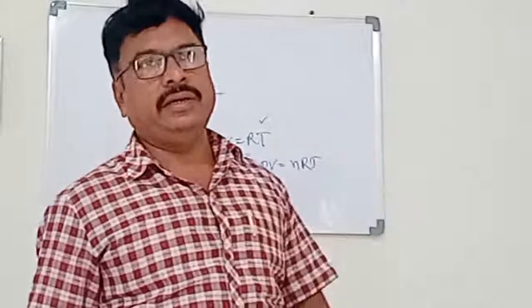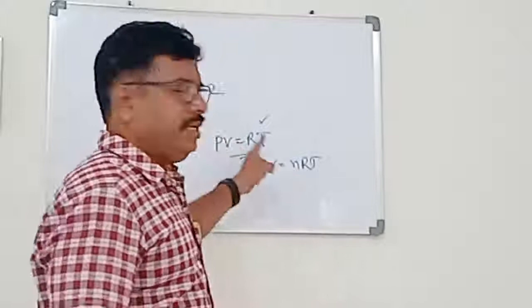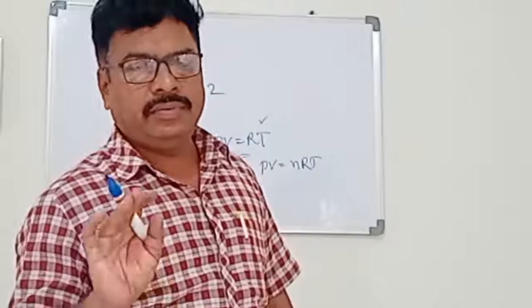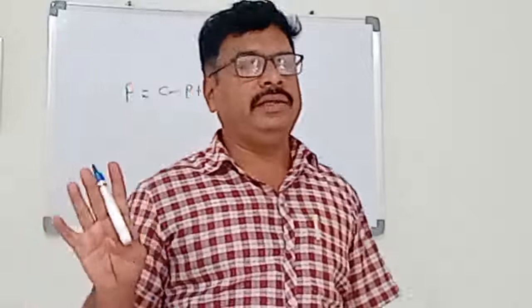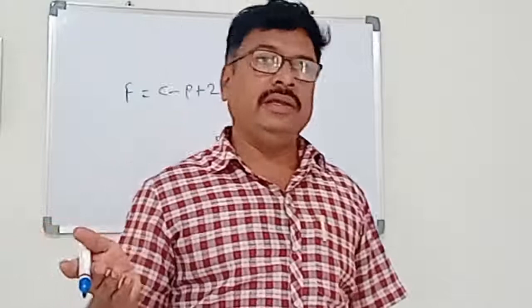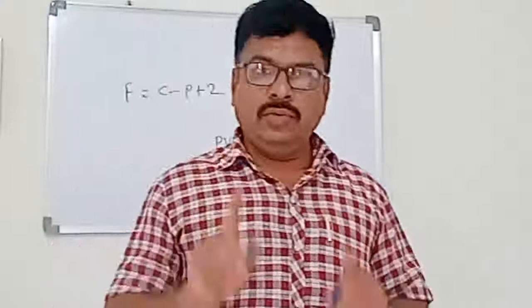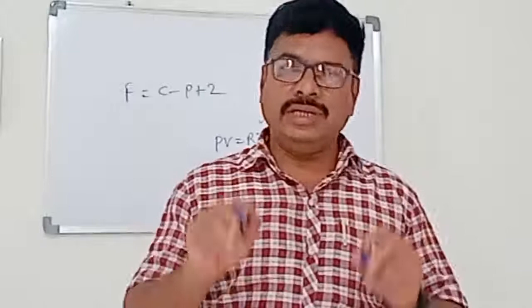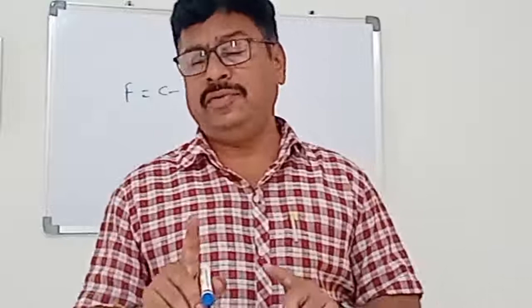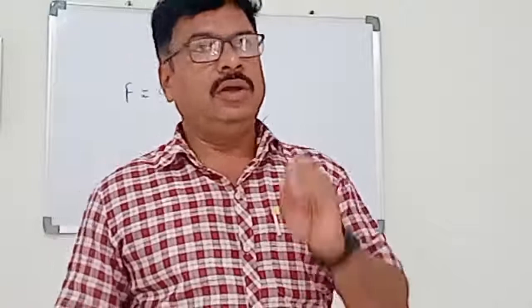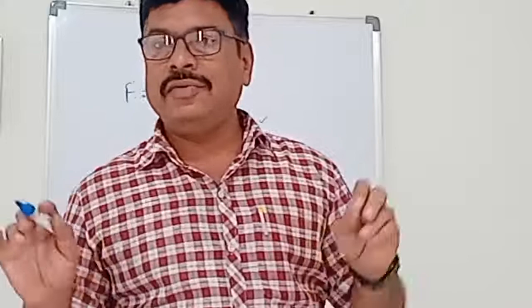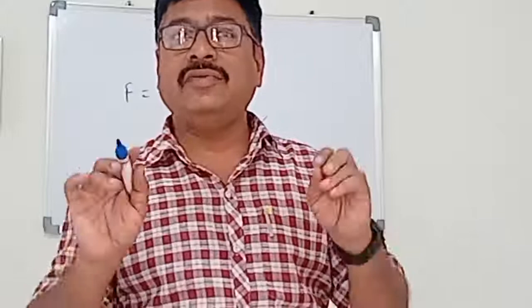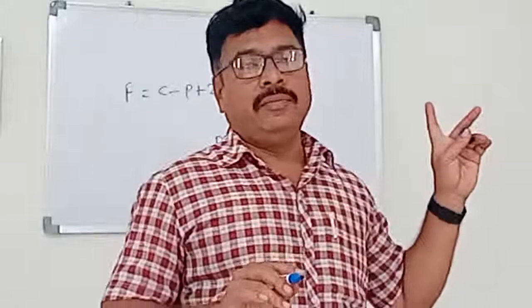A very simple concept: PV is equal to RT for the study of a pure gas. Out of the four factors, R is constant. Three variables are there, P, V and T. If we know two variables, then the third can be found by calculation. How many variables are necessary to study the system of pure gas? Only two. It may be pressure and volume, pressure and temperature, or volume and temperature. Hence the system consisting of pure gas has 2 degrees of freedom, so the value of F is equal to 2. This is the first example by which we can understand degree of freedom.